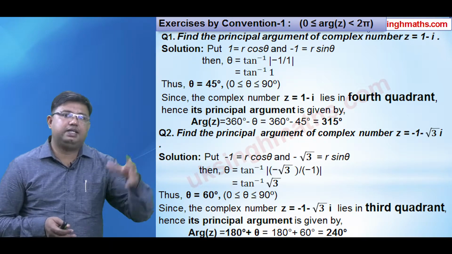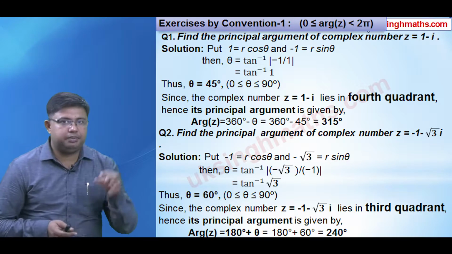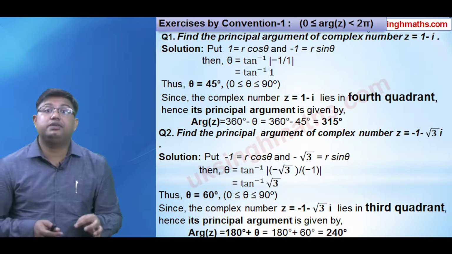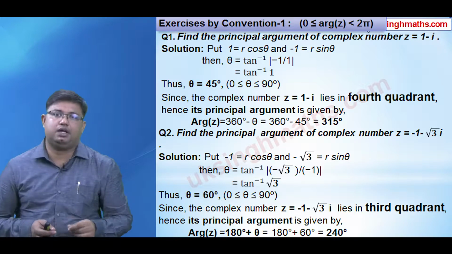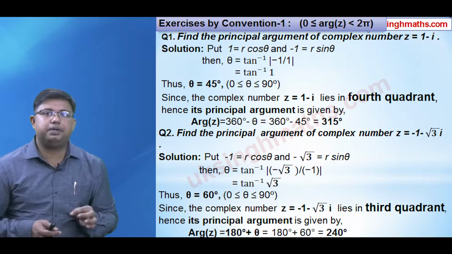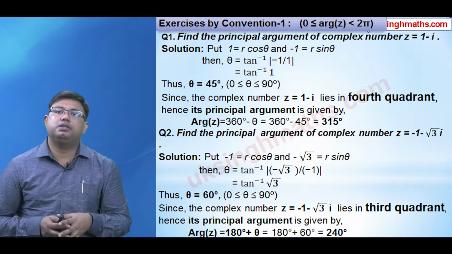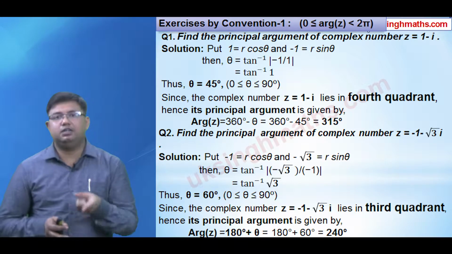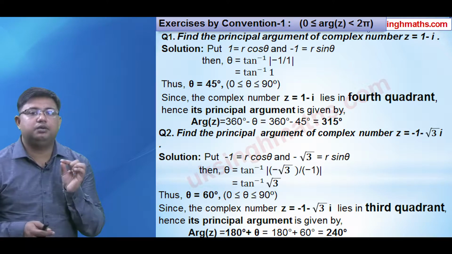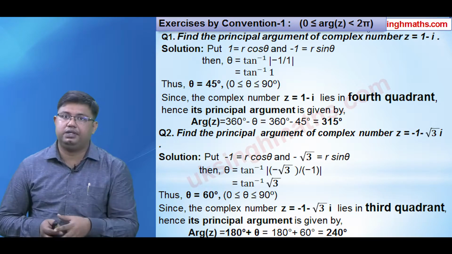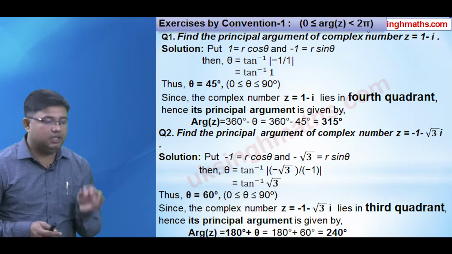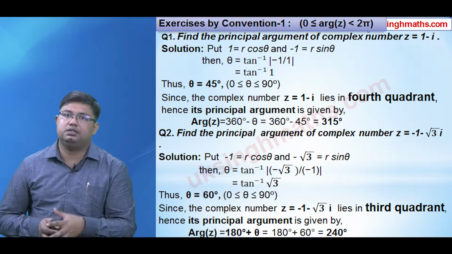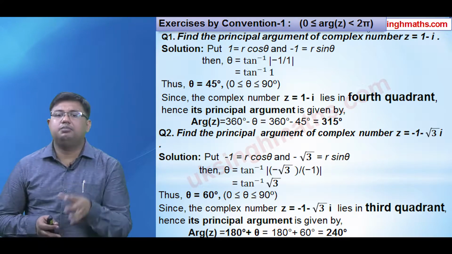And according to our table, if a complex number lies in the fourth quadrant, then the principal argument is given by 2 pi minus theta. So here theta is 45 degree. So the principal argument of this complex number z is equal to 360 degree minus 45 degree, which is equal to 315 degree. So 315 degree is the value of the principal argument for the complex number z equal to 1 minus i. Now let us take another complex number.